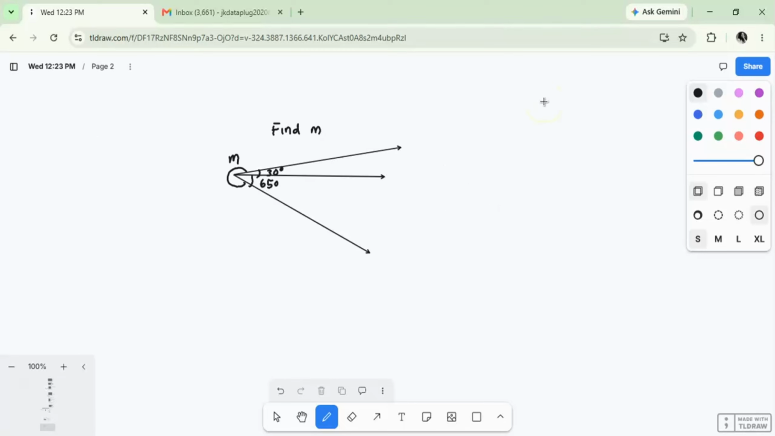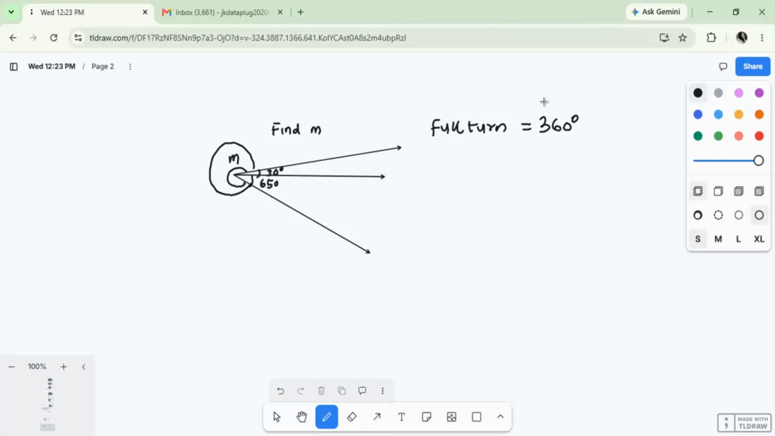Now, let's take it one step further. We have 30 degrees, 65 degrees, and we are looking for m. At first glance, you might be tempted to use 180 degrees. But stop. Look carefully at m. This angle goes around the point. So in this question, we are dealing with a full turn, all right, not a half turn. And what is our full turn? Our full turn is what? 360 degrees.